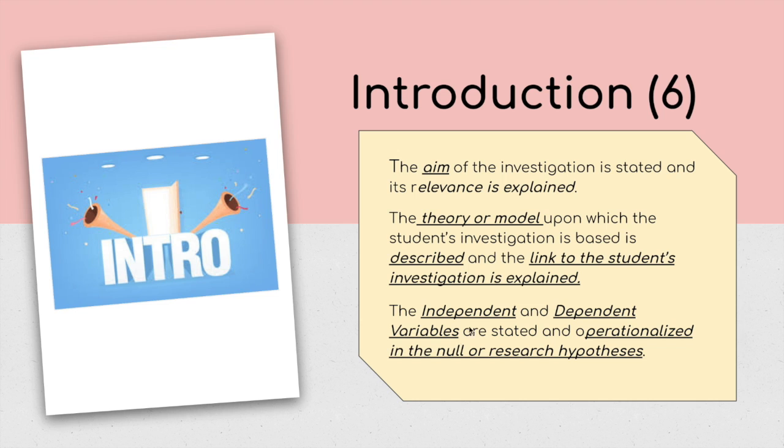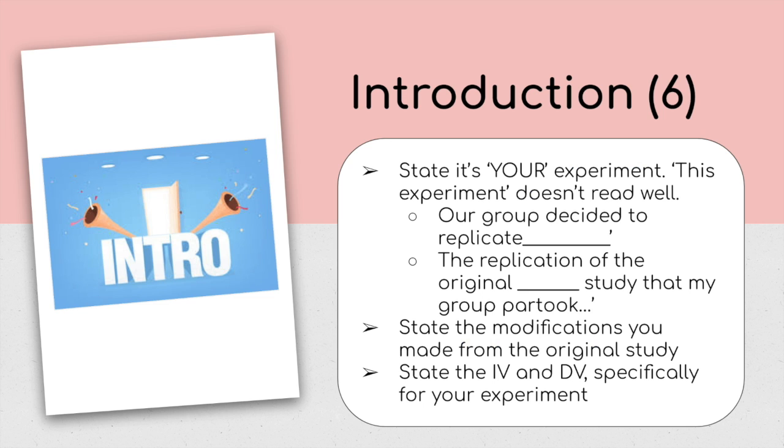Also, the independent and dependent variables are stated and operationalized in the null and research hypotheses. Please note, if you don't know how to do this, I've created a little video for you. It's really short, just go back and watch it. Many of you did tell me what the independent and dependent variables were, but you put it in the next section. It needs to be in this section, and it needs to be in the research hypotheses.